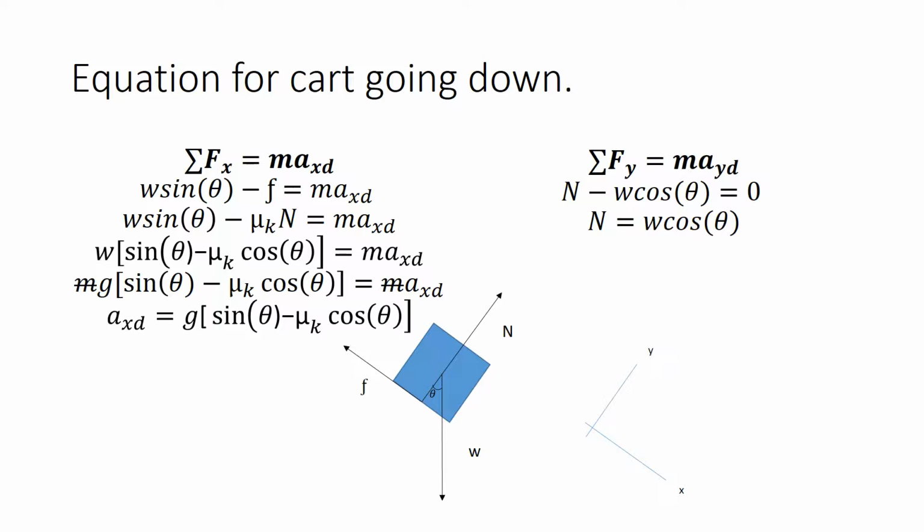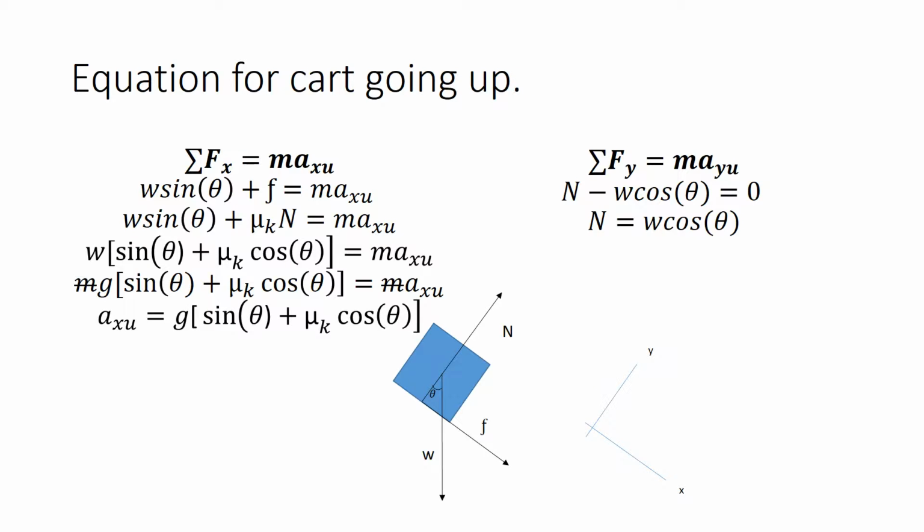We then substituted mg for weight, causing the masses to cancel, which would equal g times sine theta minus mu k cosine theta equaling the acceleration of the x in the down direction, giving us the final equation of acceleration in the x down the ramp equaling g times sine theta minus mu k cosine theta.